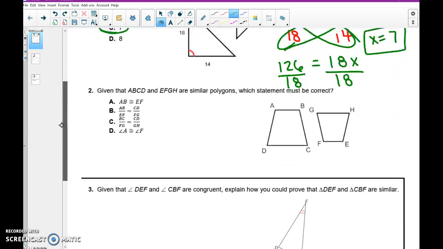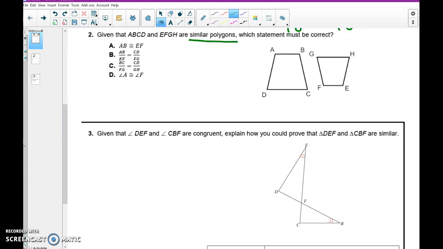Now moving on to number 2, we also have similar polygons, but I need to pay attention to this part right here. Okay? It says that ABCD is similar to EFGH. That means I need to pay attention to those letters. So kind of like what we talked about in class, you should go through first and make sure that all the letters match up. So AB, EF, okay, those match up. We're okay with that one.